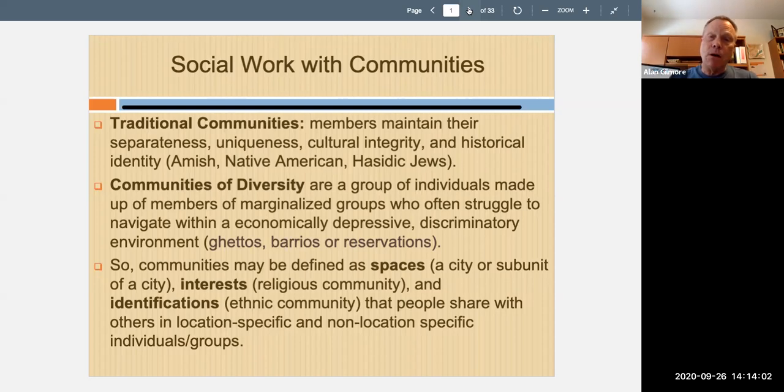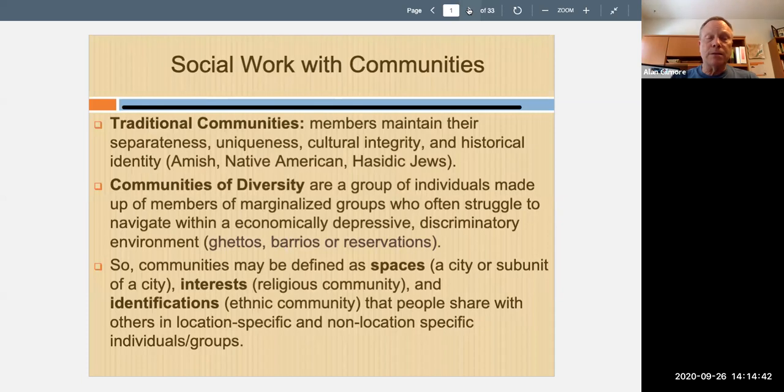Communities of diversity are a group of individuals made up of members of marginalized groups who often struggle to navigate within an economically depressive, discriminatory environment. So we've all heard terms like ghetto or barrio. Some would reference reservations, rancherias. These are all communities of diversity where you often have people who are residing together or identify themselves as a community based on having a long struggle of economics and a long struggle regarding discrimination.